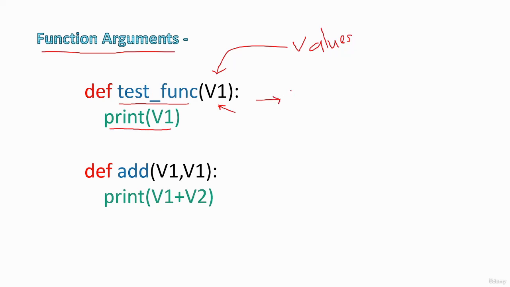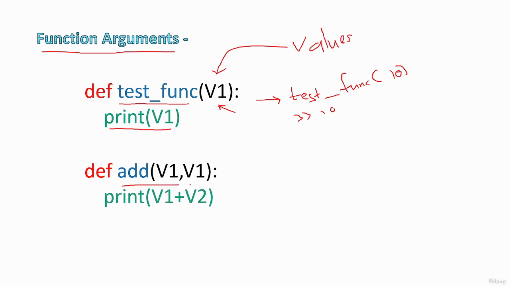To run this function, we have to specify the function name testfunc. Then we can pass any value as an argument. Imagine I am passing the number 10. Then the output will be 10 because this function is printing the argument.